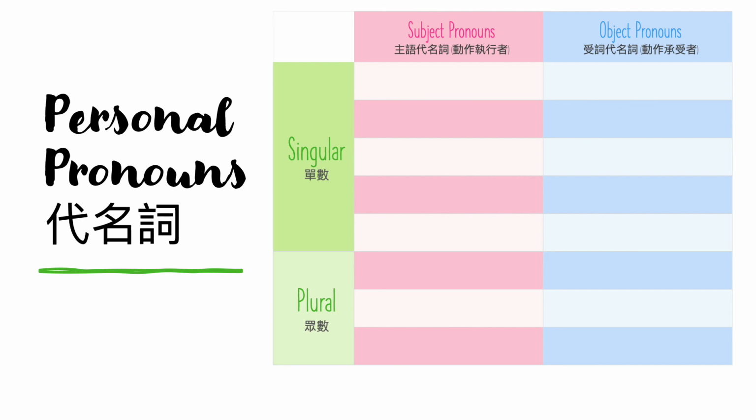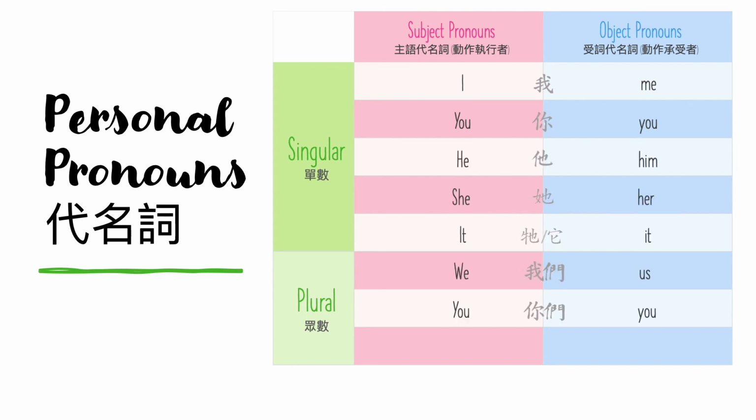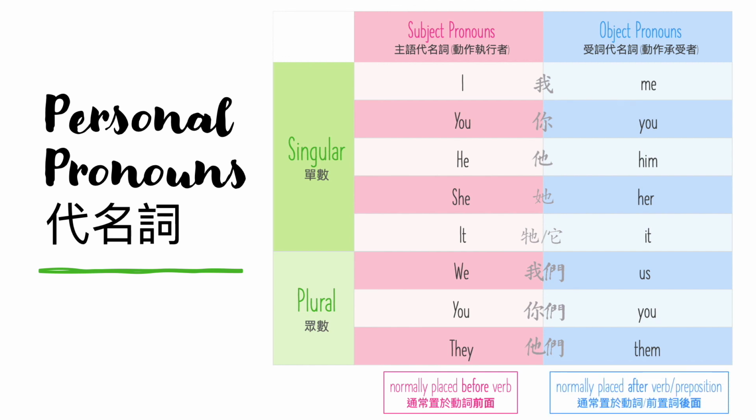Here is an easier way to memorize all the subject pronouns and object pronouns. I, me, you, he, him, she, her, it, we, us, you, they, them. You can do it like a song. And remember, subject pronouns are normally placed before the verb, while object pronouns are normally placed after the verb or preposition.